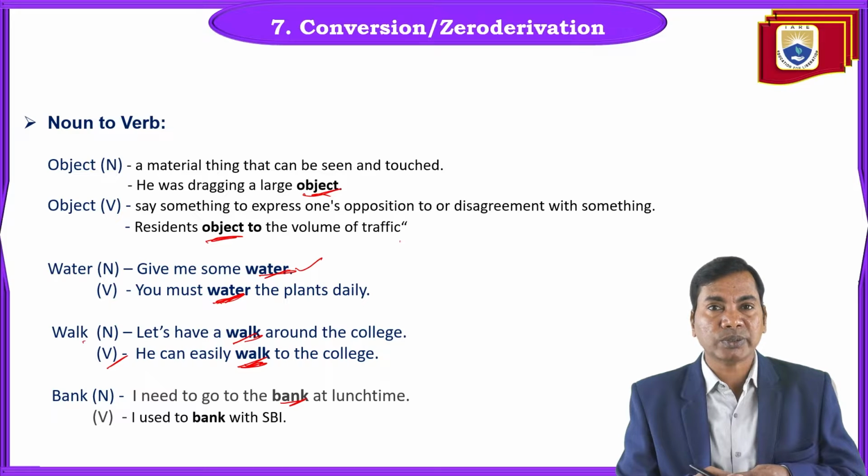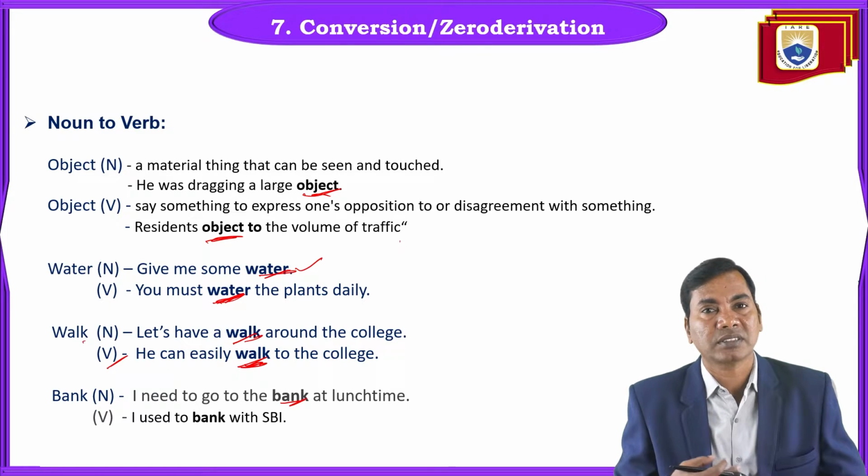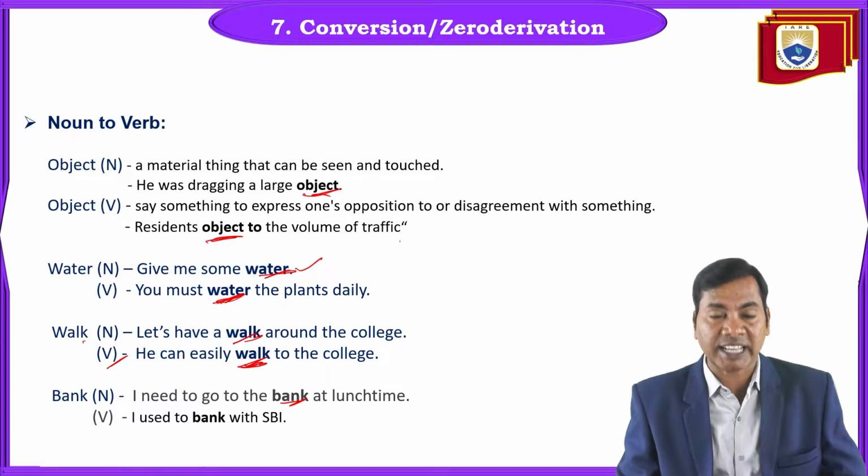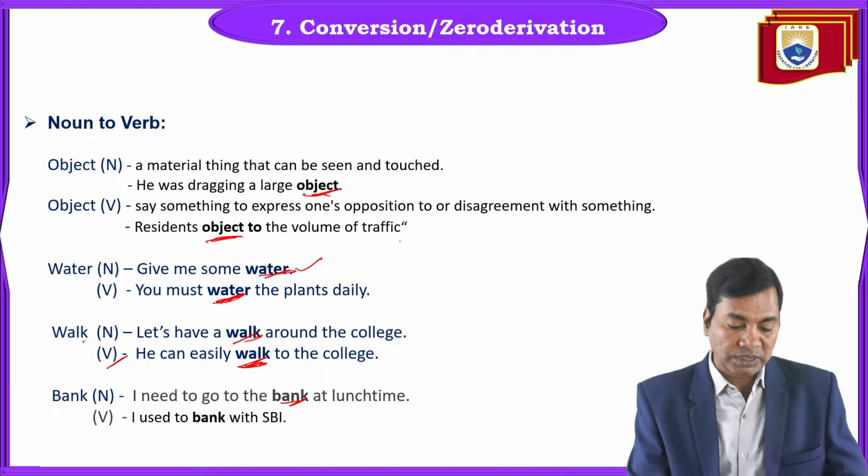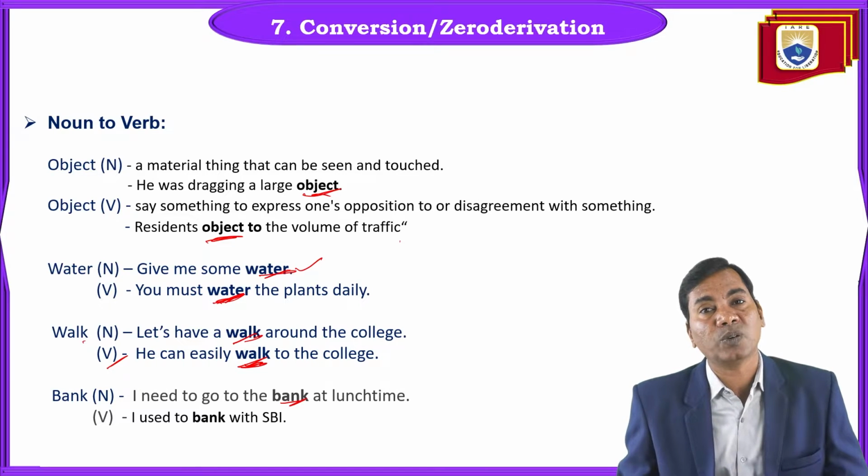But you can also use that word as a verb. How? Look at the second example. I used to bank with SBI, right? I used to do a lot of transactions with SBI. It means I had an account with them. I used to deposit. I used to do many things with SBI. I used to bank with SBI. So bank can be used as a noun, or bank can also be used as a verb.